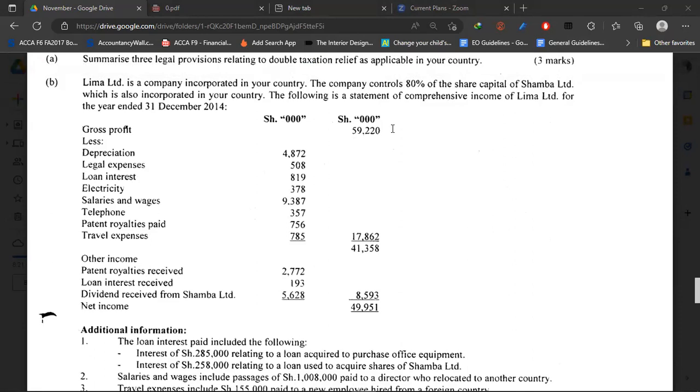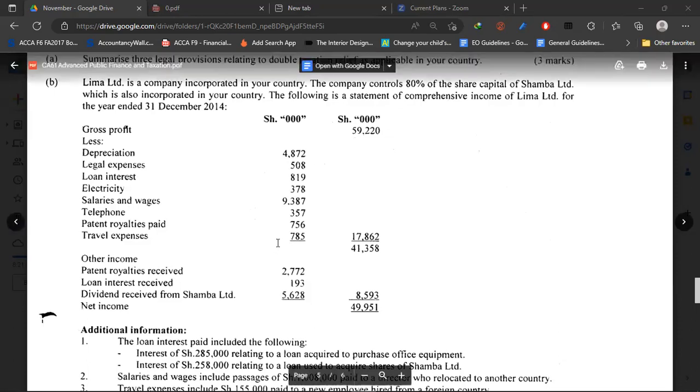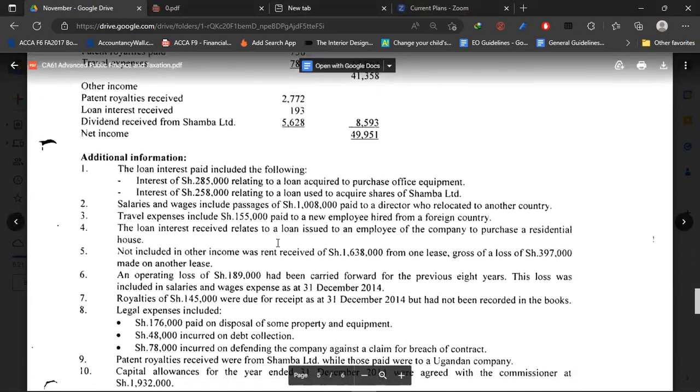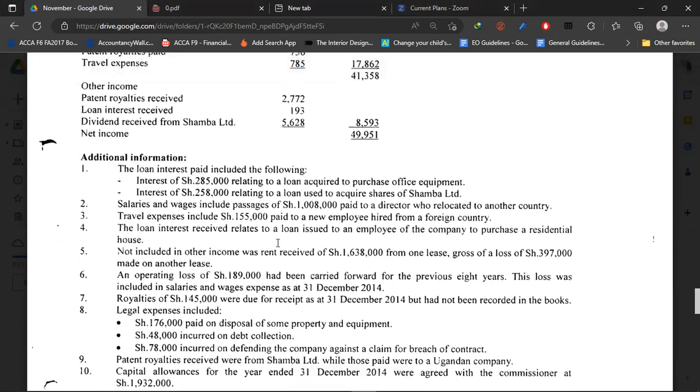Gross profit 59,220, less depreciation 4,872, legal expenses 508, loan interest 819, electricity 378, salaries and wages 9,387, telephone 357, patent royalties paid 756, travel expenses 785, other income: patent royalties received 2,772, loan interest received 193, dividend received from Shamba Limited 5,628, net income 49,951. Additional information.